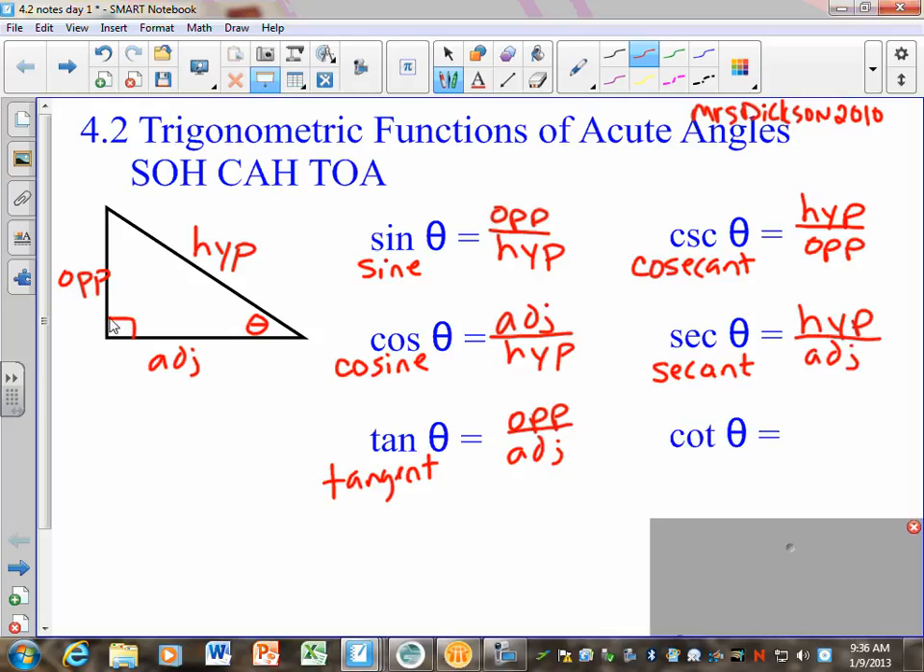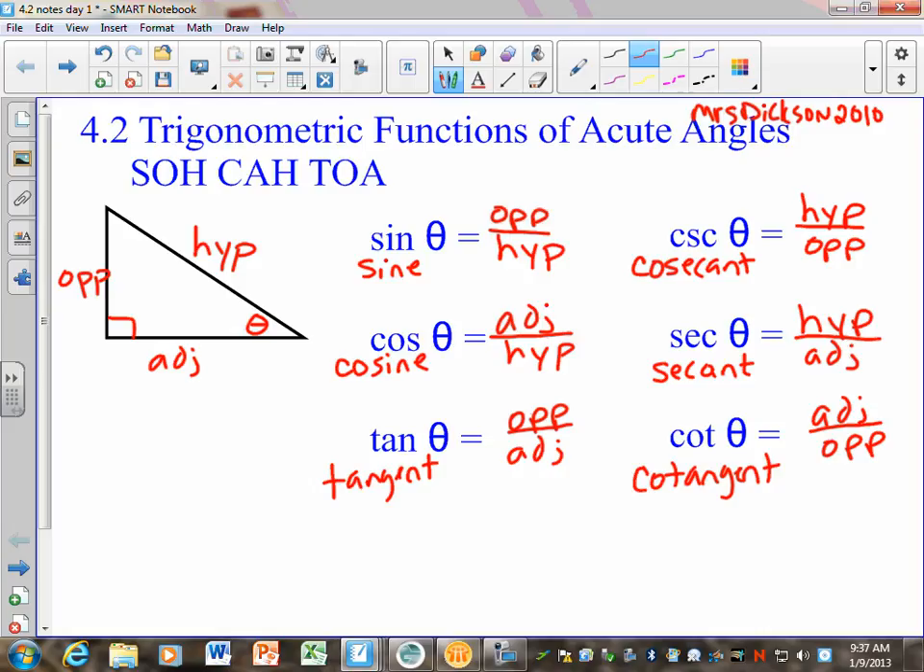And tangent also has a reciprocal, and it's the easiest one not to mix up because it has the word tangent in it. It's cotangent. And cotangent, reciprocal, flip it over, would be adjacent over opposite.